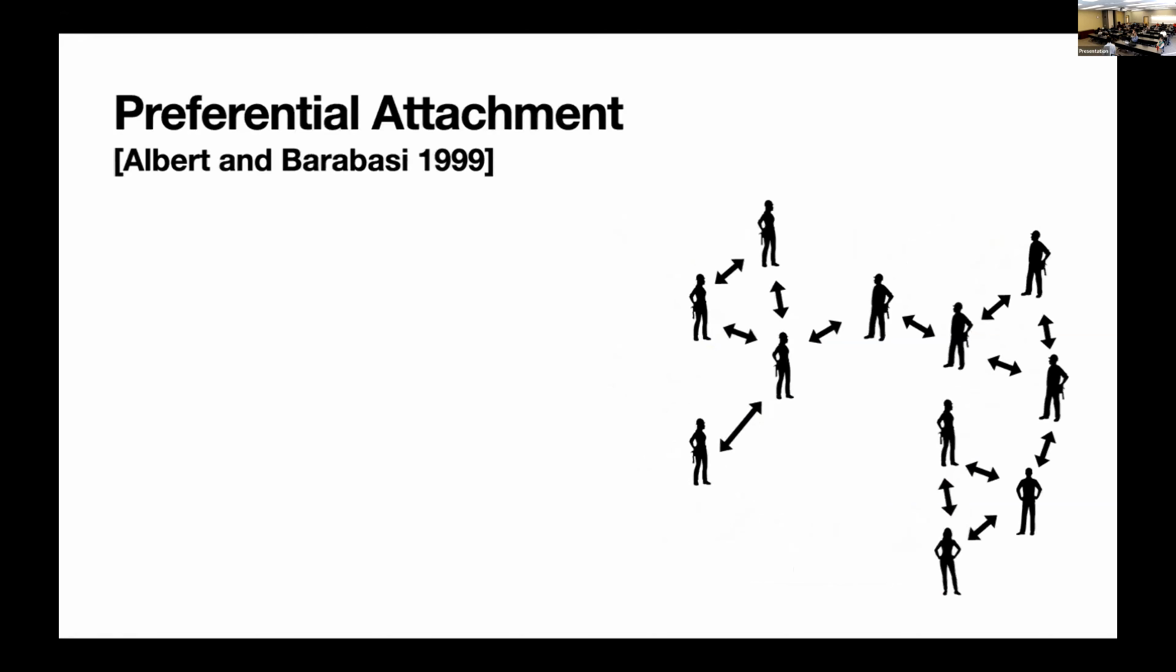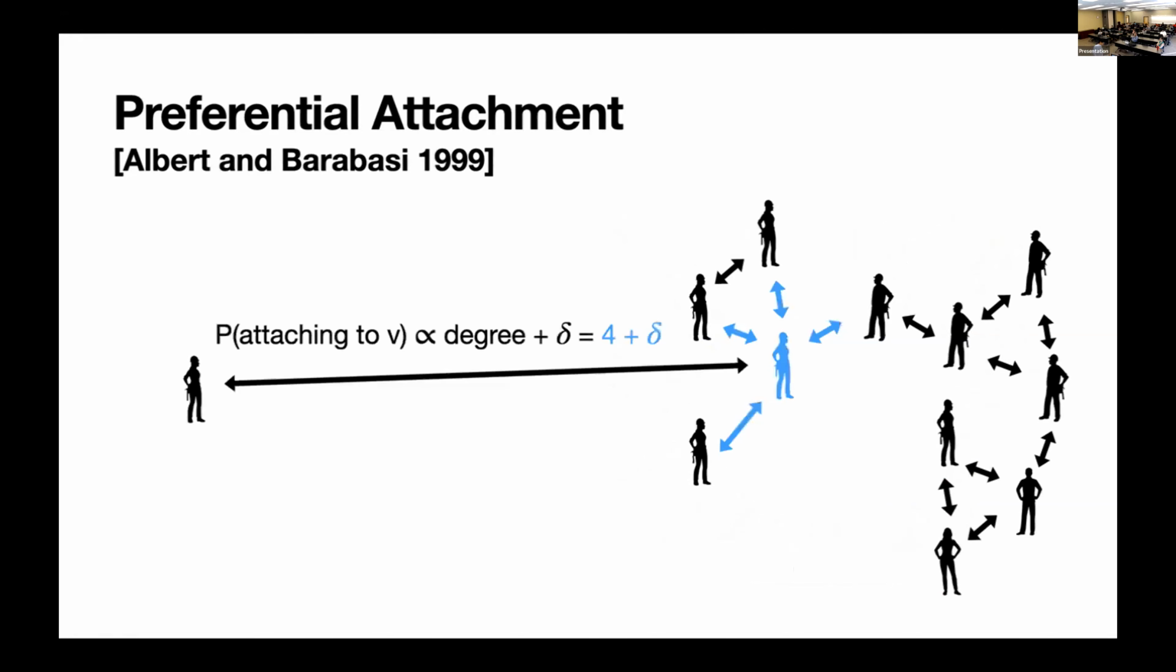So the model goes like this. We start with a small graph, and then we add people to the graph. And the people are more likely to talk to already popular people. The way to formalize this is to say that the probability of attachment is proportional to the degree of the nodes. We will add the tuning parameter delta so that we have more flexibility in our model. So we have one family parameter for the model.